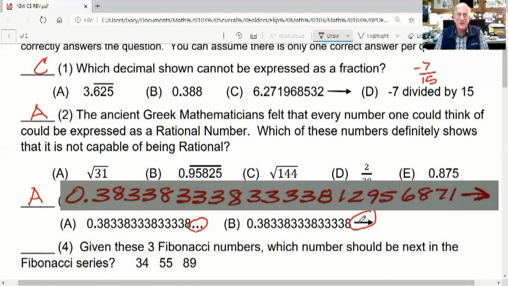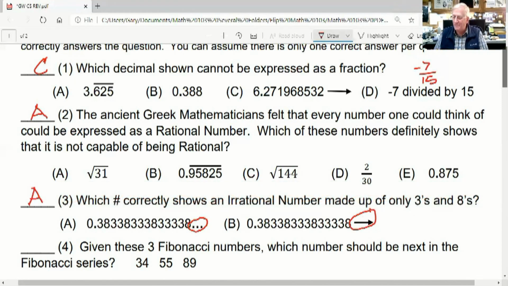It's not just 3s and 8s. It could be 1s, 3s, 7s, 9s, 4s, 6s. It's all over the place. That's why choice B is not correct. So in case you're having any trouble with that, you can see that is why the correct answer is A.